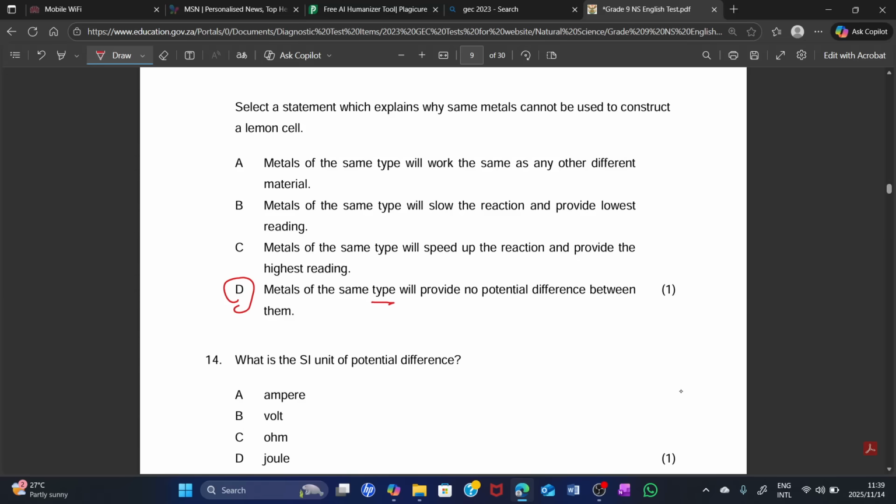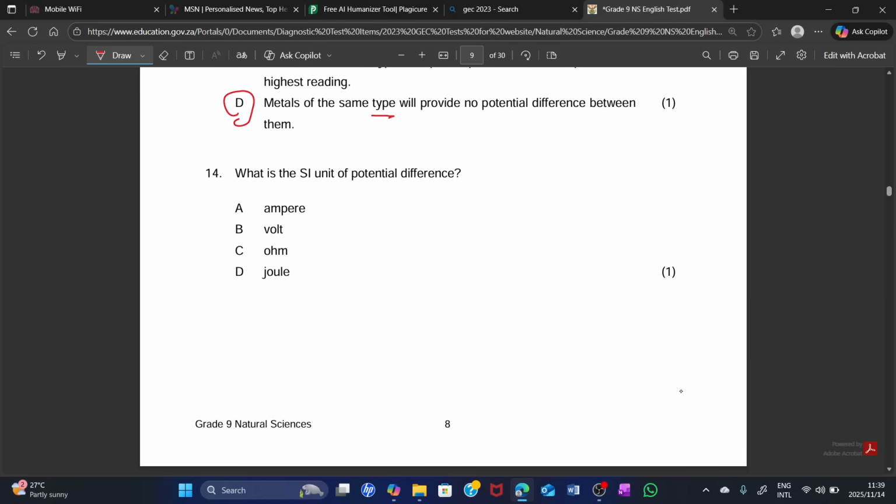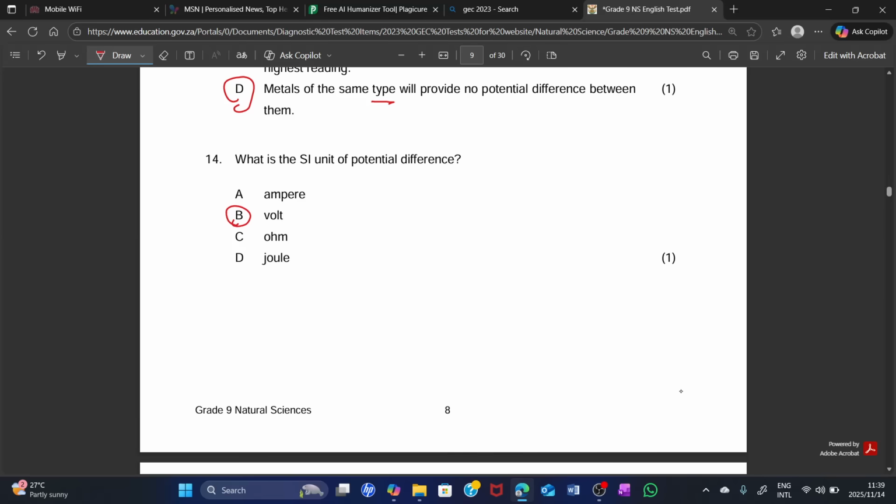Yes. Now, what is the SI unit of potential difference? That's volts. See, that's volts. That's B. You know, potential difference is measured in volts. That's V.